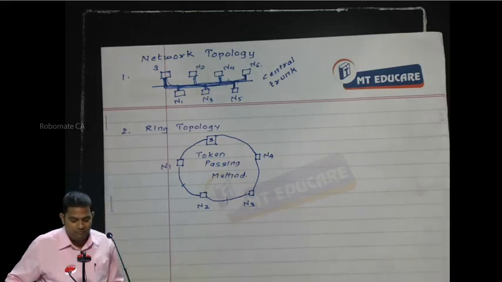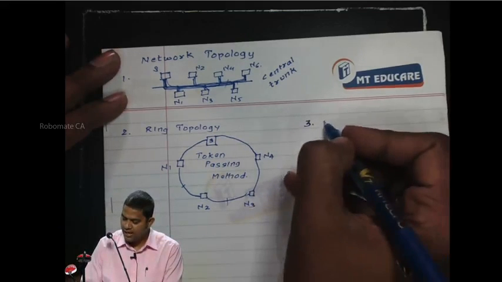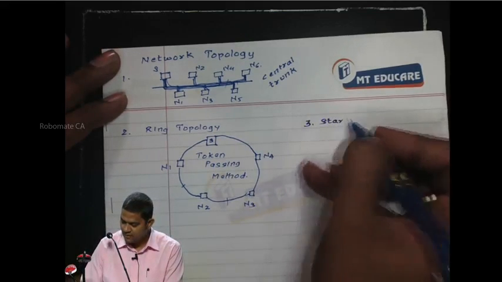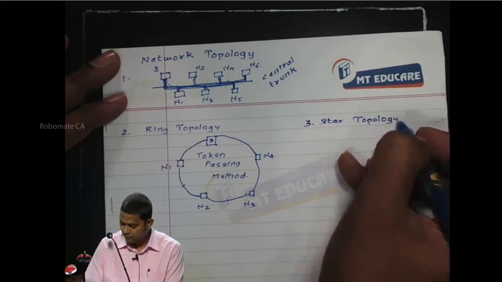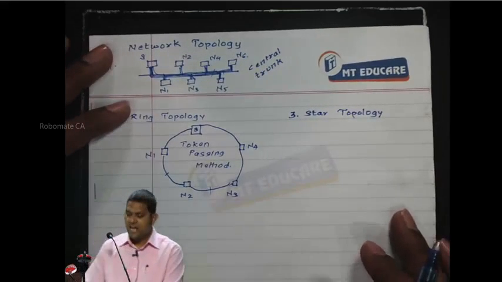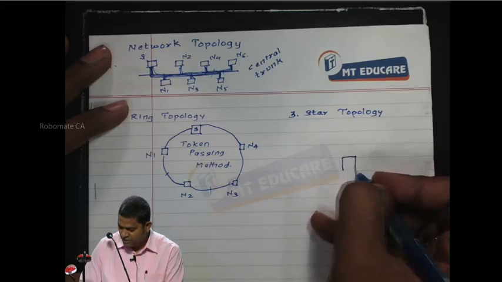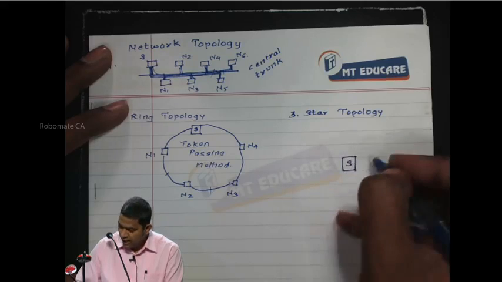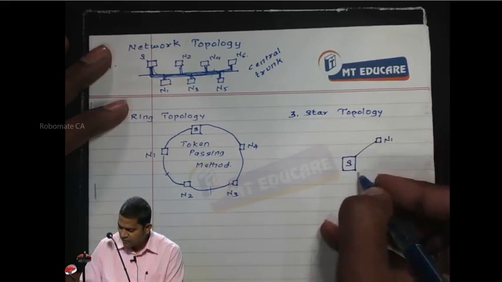So once you know the problem of ring topology, we are now moving to the next one, and that is called star topology. Next topology is called star topology. Now in a star topology, there will be one server, there is no doubt about it. And all the nodes will be connected directly to the server.